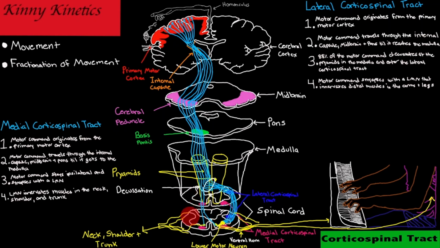Number 4. Here the motor command synapses with the lower motor neuron on the ipsilateral side and the contralateral side, and then it goes out to the muscles that control the neck, the trunk, and the shoulder. The motor command coming from the brain down to the spinal cord is known as the upper motor neuron, and the axons that stay in the gray matter of the spinal cord are known as the lower motor neuron. This will become important as we continue to discuss spinal cord injury.